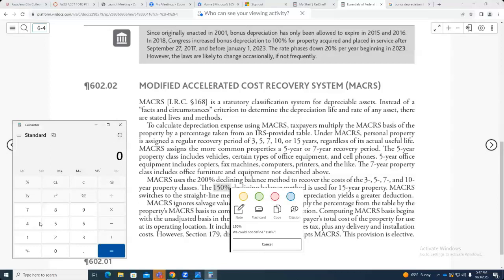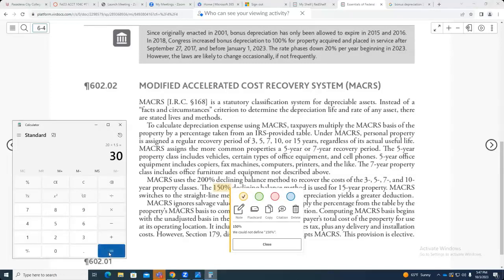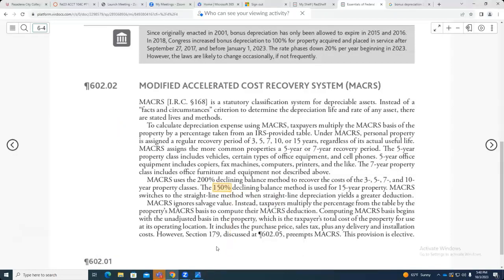So let's do it again. You say 100% divided by 5 years life equals 20. 20 times, instead of times 2, you say times 1.5, which is 150%. You see that 150%? And that will equal 30. So 30% will be the rate of depreciation. So far, so good? Yes? Okay, but it's going to get a little more complicated than that. You will see probably on the next page.